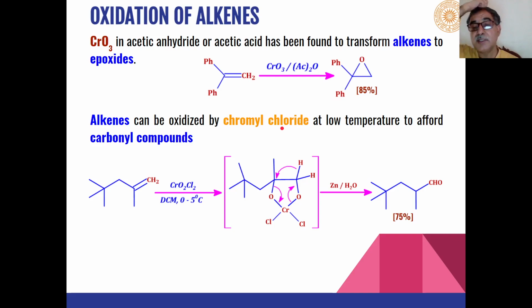So chromyl chloride is used for oxidation of alkenes to carbonyl compounds, either aldehydes or ketones. They are formed when oxidation of a carbon-carbon double bond with chromyl chloride in dichloromethane at low temperature is done. So in the first instance, this chromyl chloride will add across this carbon-carbon double bond to give this type of symmetrical chromate ester as the intermediate. And this, on treatment with zinc and water, will give us aldehydes as the product.